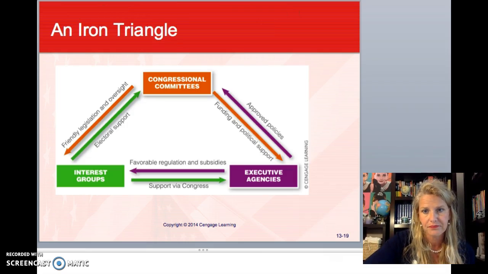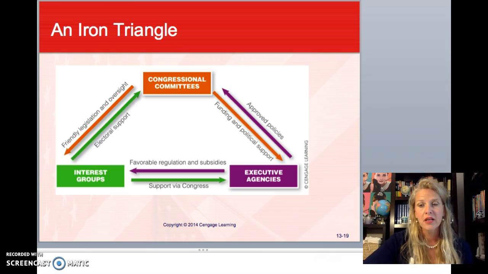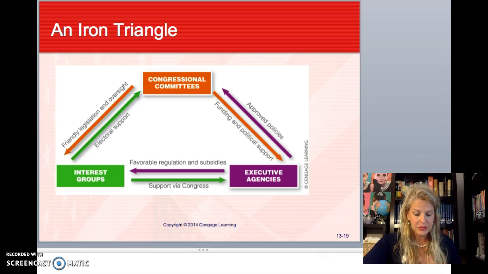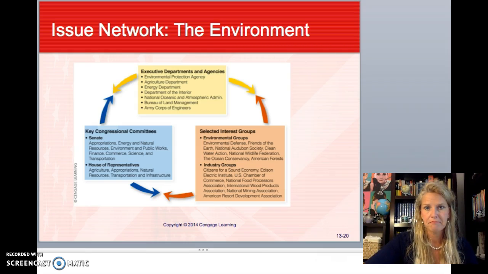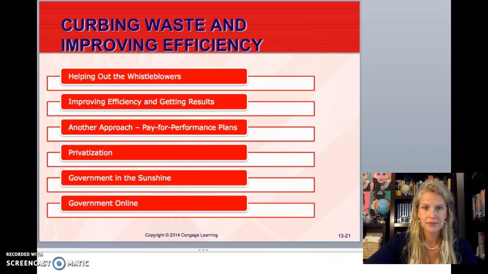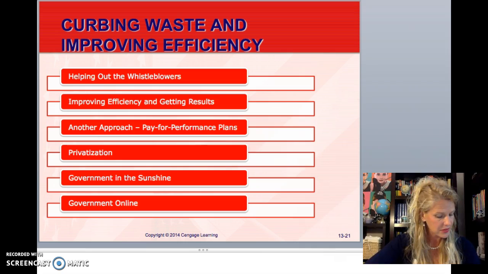Here it is. Okay, trying to get away from that it's good for everyone. Issue networks, curbing waste is definitely an issue network. Okay. Curbing waste and improving efficiency. It's really something that needs to happen more in the bureaucracy. All right.